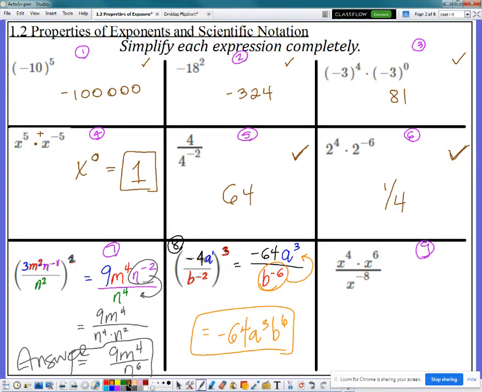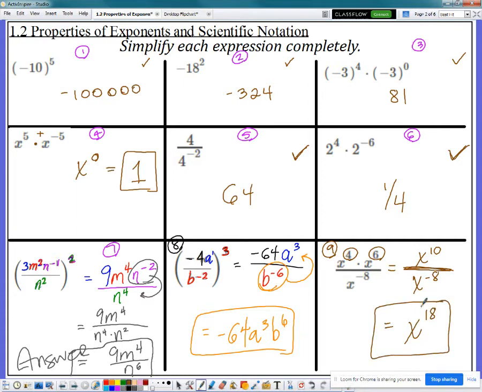Okay, and then lastly, number 9. We have x to the 4th times x to the 6th divided by x to the negative 8. First things first, I can simplify the numerator because when you're multiplying things, you can add their exponents. So 4 plus 6 is 10. So I get x to the 10th divided by x to the negative 8. When you are dividing, you can subtract. So 10 minus negative 8 gives me x to the 18th. If you don't believe me, please type that in your calculator, 10 minus negative 8. And you should get x to the 18th.